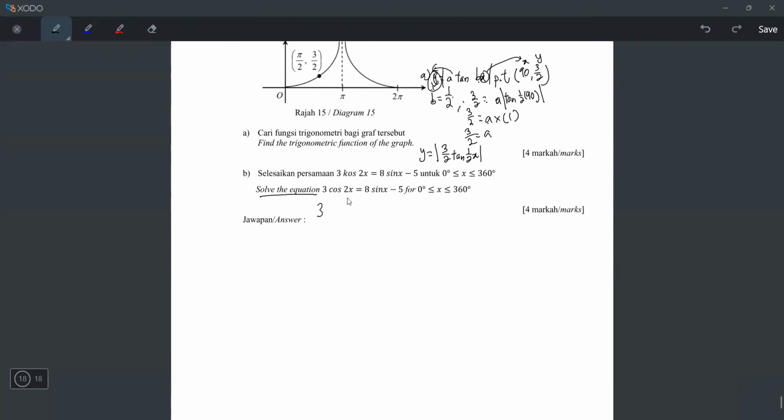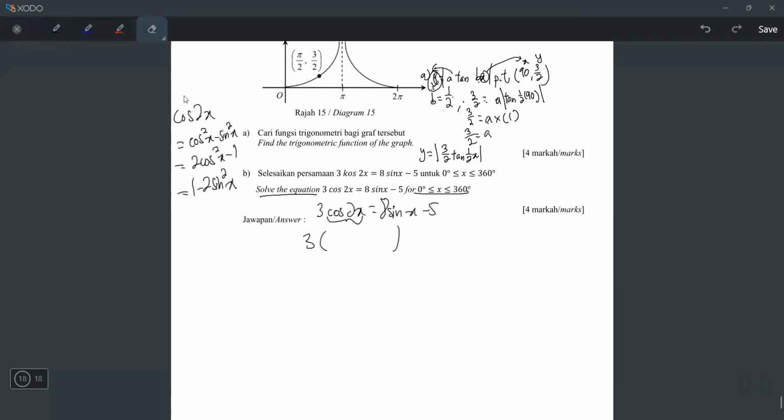So 3 cos 2x equals 8 sine x minus 5 for this one, 0 to 360. I think this one I can use double angle because cos 2x, right? So cos 2x, according to the formula, you can change to three things. You can change it to cos square minus sine square, or 2 cos square x minus 1, or 1 minus 2 sine square. You have to memorize this one. There's also the basic identity you have to memorize, and also the multiple angle and double angle. But this question, we are using the double angle formula. This formula is provided in the exam, but I still recommend memorizing it, because if you don't memorize it, it will be very difficult.